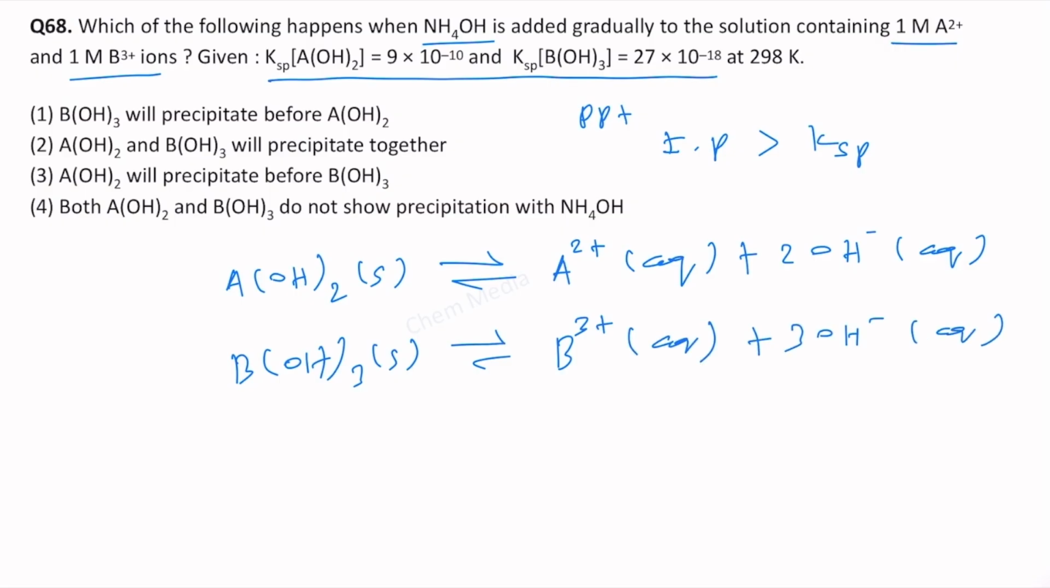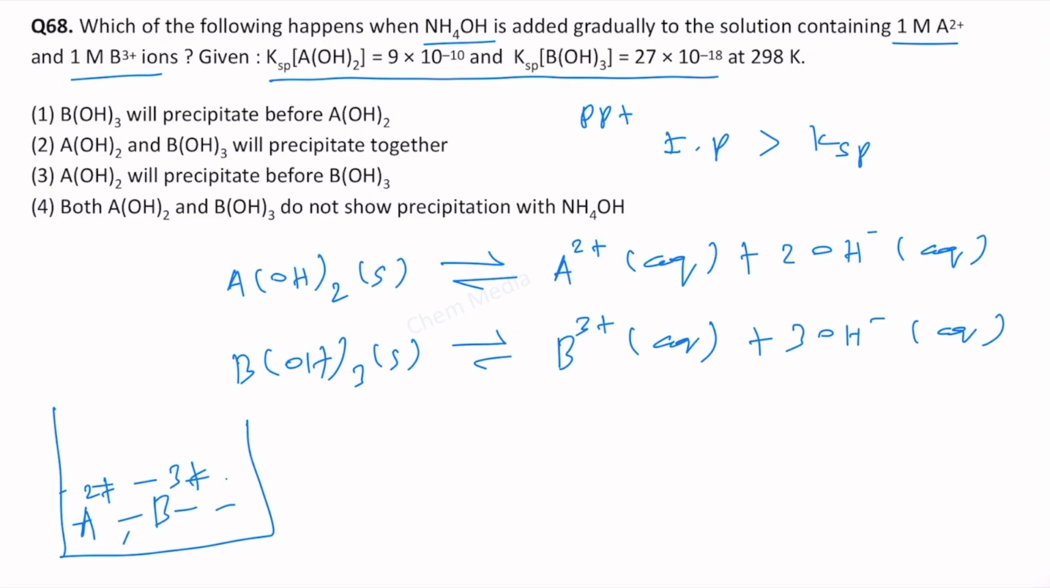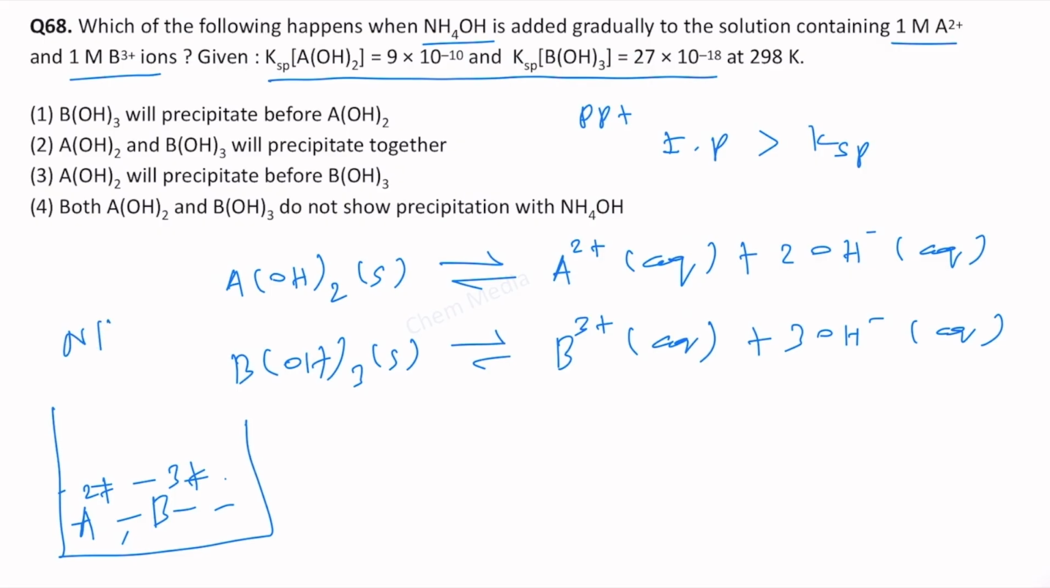Now let us assume that we have a beaker that contains the solution of both A2+ and B3+ ions, and we are gradually adding ammonium hydroxide to this mixture. So this means depending upon the concentration of OH-, we will get the precipitate. So we have to find out the concentration of OH- first. Then we can take a decision for this question.